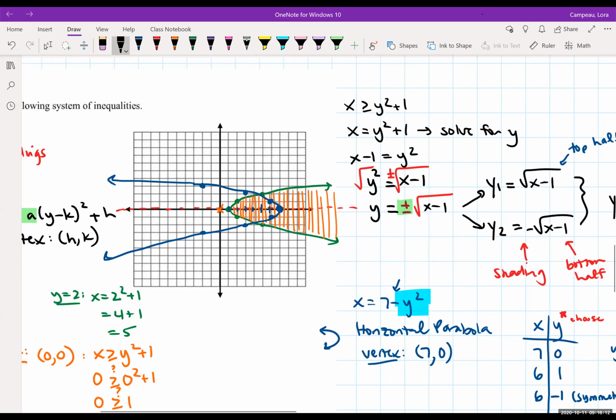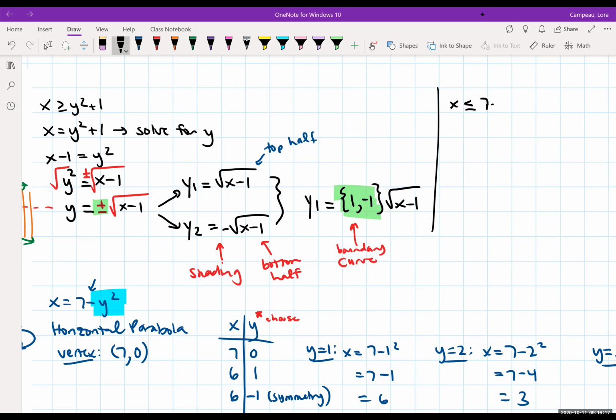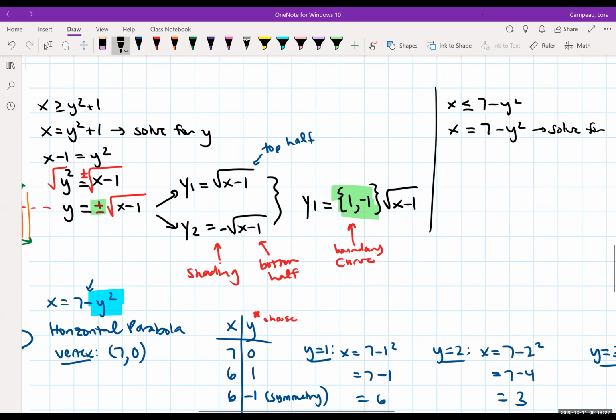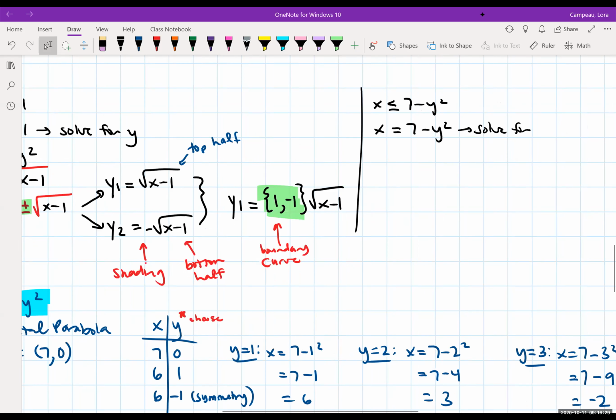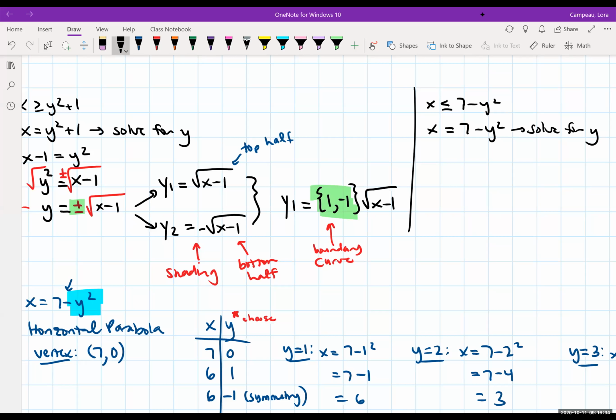I have x is less than or equal to 7 minus y squared. And if I use the boundary curve, x equals 7 minus y squared, if I solve it for y, we can take our time on our TI to understand what we're dealing with. What do we have? We subtract 7 on both sides, we would have x minus 7 equals a negative y squared. Now, if I were to switch the sides, I'd like to move y squared over to the left. I'd add y squared to both sides.